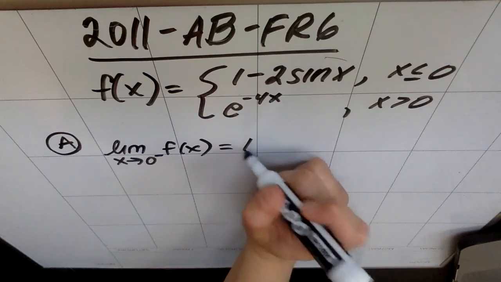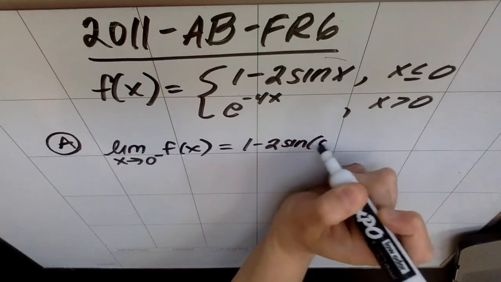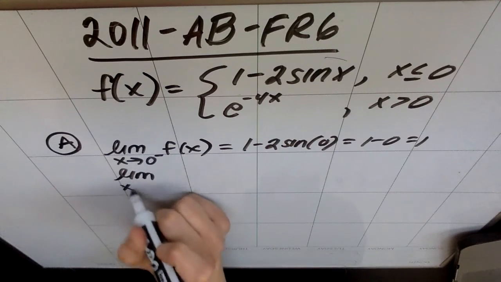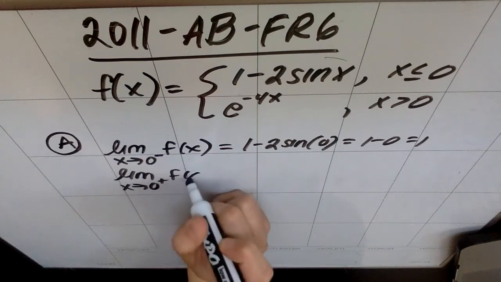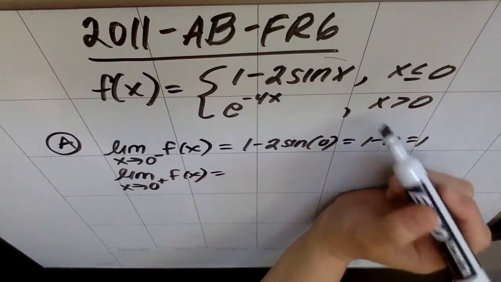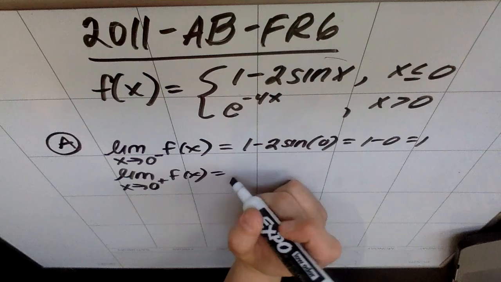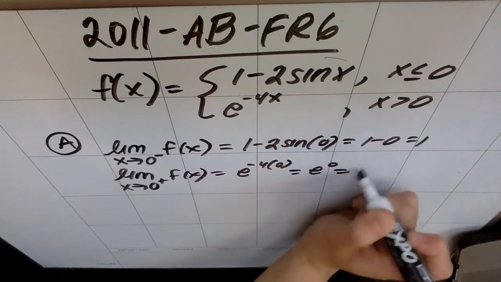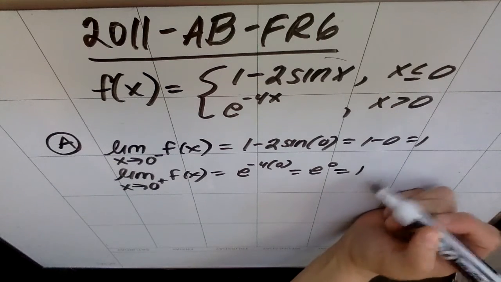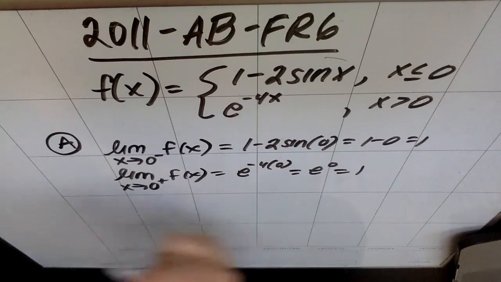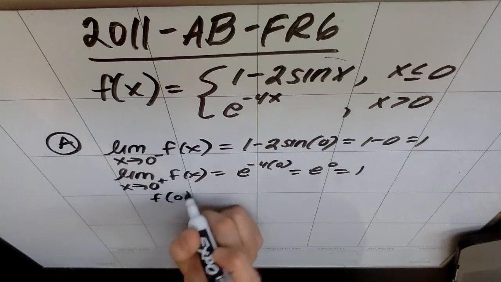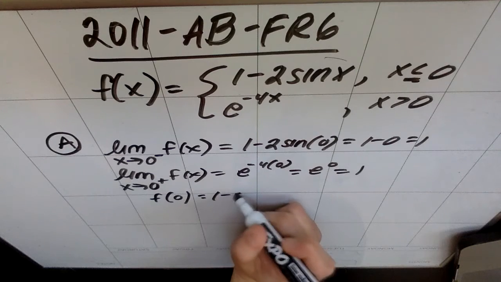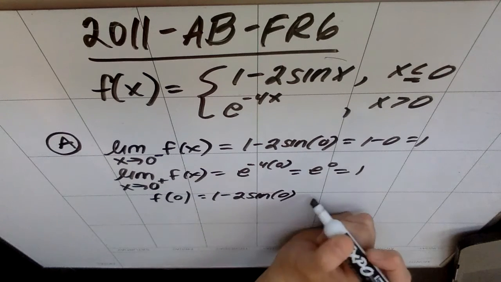So that's going to be 1 minus 2 sine of 0, which is 1 minus 0, or 1. The limit as x approaches 0 from the right is going to use this function because these are the values that are to the right of 0. So that's going to be e to the -4 times 0, which is e to the 0, which is 1. So since they're the same number, and for the record, f of 0 is also 1, because that would just mean use the function that's equal to, so 1 minus 2 sine of 0, which is also 1.